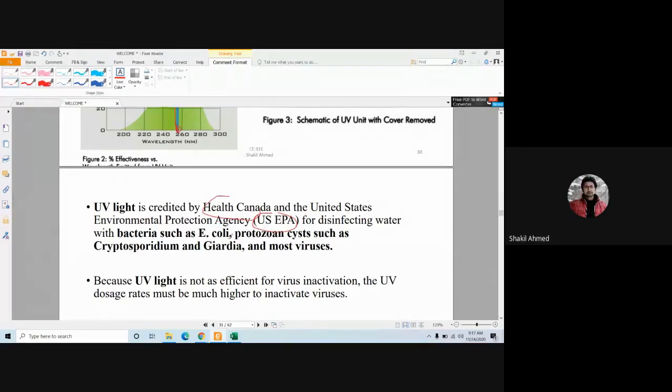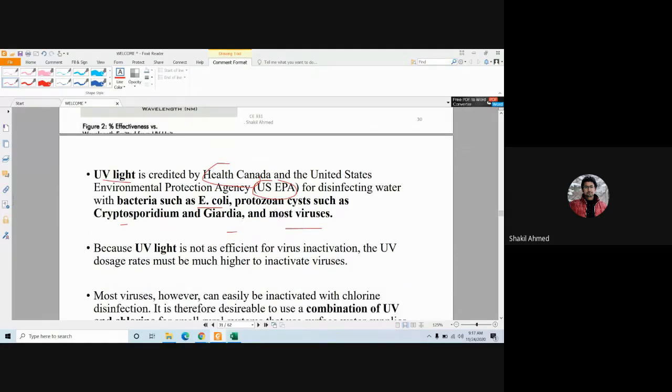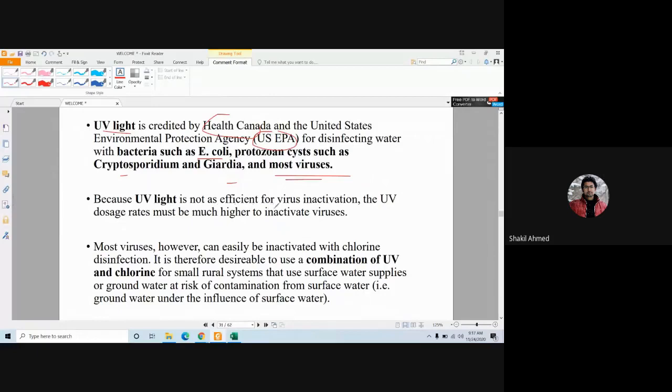So UV light is most effective to kill bacteria like E. coli and protozoal cysts such as these. You don't need to remember these names. Now, UV light is not effective for virus inactivation; the UV dosage rates must be much higher to inactivate viruses. So for virus inactivation, UV light is a bit weak, and you have to induce a much higher dose of UV.